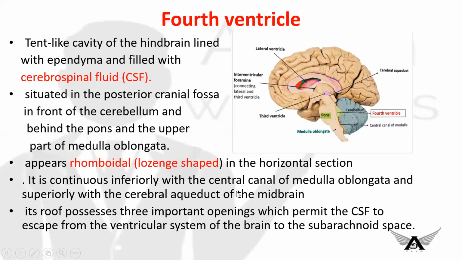It is continuous inferiorly with the central canal of medulla oblongata and superiorly with the cerebral aqueduct. We have already discussed this. Here, the fourth ventricle continues with the central canal of the spinal cord, and it extends in the conus medullaris. And superiorly, we have the cerebral aqueduct of Sylvius, which is connecting the third ventricle and the fourth ventricle. Its roof possesses three important openings, which permit the CSF to escape from the ventricular system of the brain into the subarachnoid space. This also we have discussed earlier. From the fourth ventricle, the CSF, or the cerebrospinal fluid, will escape into the subarachnoid space.